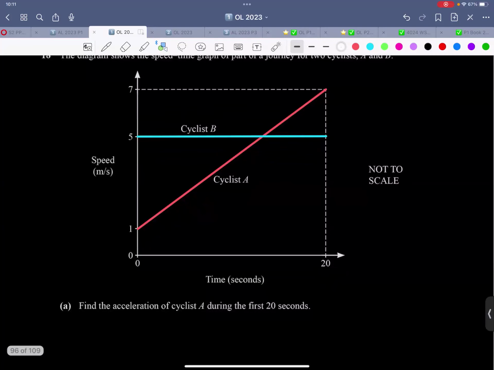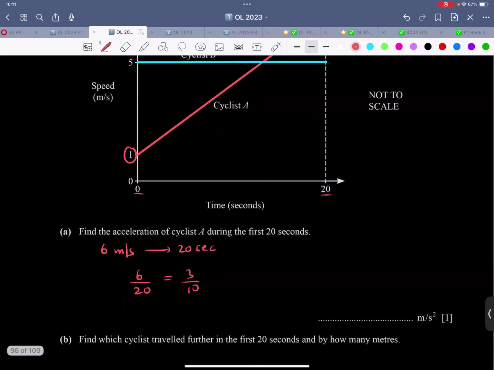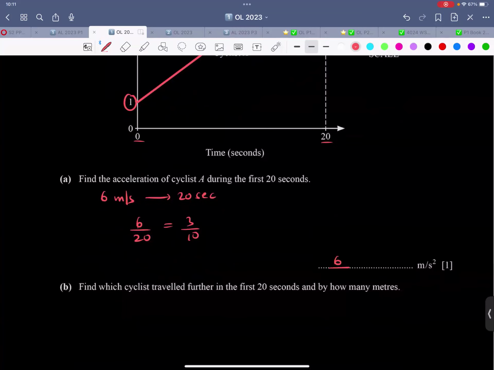Now, remember that this value is 1 and this value is 7. So the change in speed is 6 meters per second over a period of 0 till 20, over 20 seconds. So 6 divided by 20, that is 3 over 10. I think it's a good idea to leave the answer in the exact form, and that is perfectly acceptable. So acceleration is change in speed over change in time.